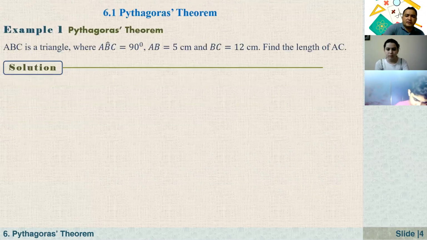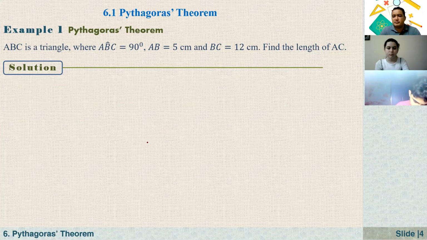So let's just start with this example question. ABC is a triangle where angle ABC equals 90 degrees, AB equals 5 centimeters, and BC equals 12 centimeters. Find the length of AC.